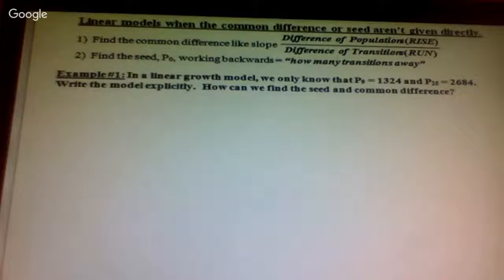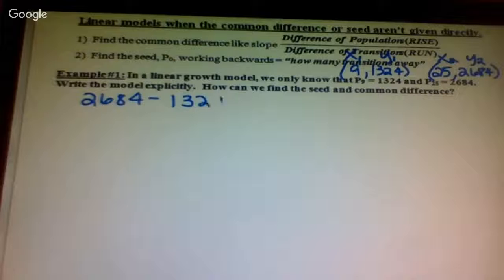So when you see stuff like this, this is a point. P sub 9 means the 9th number is 1,324. That's your first point. In the 25th position, you find the number 2,684. That is your second point. So you've got X1, Y1, X2, Y2. We need to find the slope. So Y2 minus Y1. Remember, it's always rise over run, so your second number should come first on top. Over X2 minus X1. Just remember, if you start with this number at the top, you have to start with this number in the bottom.